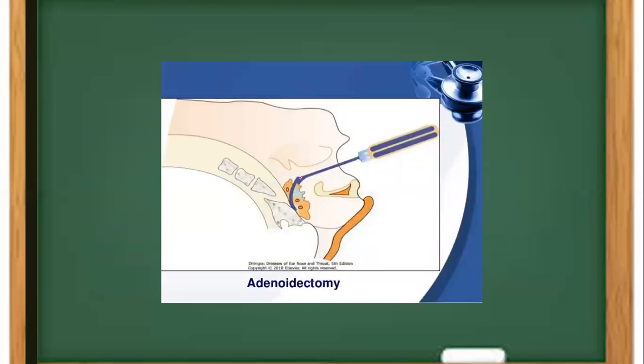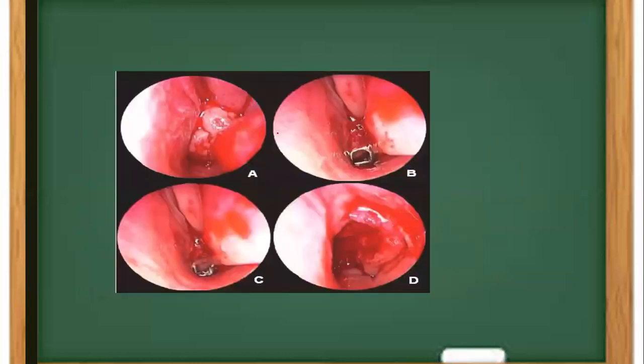This is a picture of adenoidectomy. This is an adenoid curette. Through this you can remove completely the adenoid. Okay, so this is another picture. Can be removed. This is after the removal of adenoid.